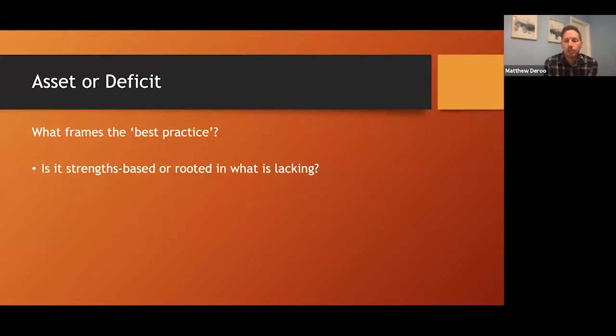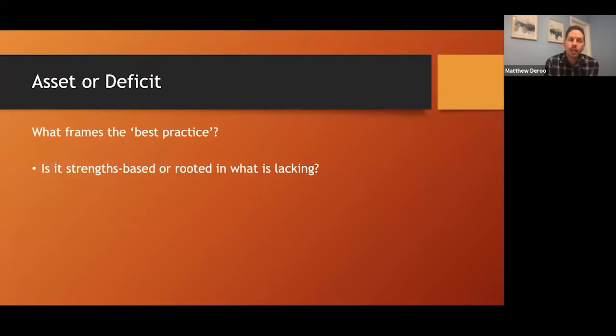And so the field has really had to grapple with this ongoing negative framing of students. And so when we think about what is best practice, I would argue that we should definitely focus on the strengths rather than focus on what is lacking. And so I would encourage you to do the same.